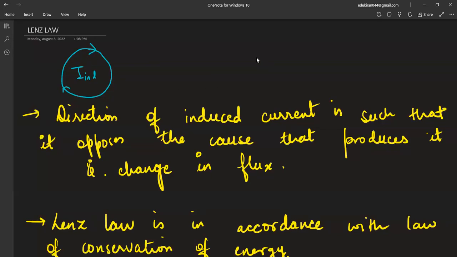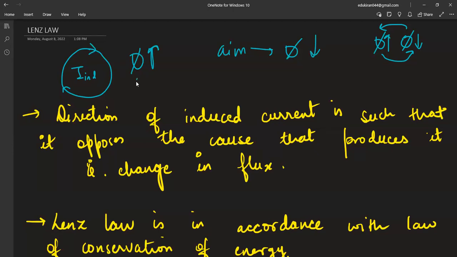See, yesterday what did we discuss? We discussed that whenever there is a change in flux, either flux is increasing or flux is decreasing, whether it is going from increasing to decreasing or decreasing to increasing, or it's just increasing or just decreasing, because of this there will be an induced current. So if the flux is increasing, the induced current will set its direction in such a manner that its aim will now be to decrease the flux.